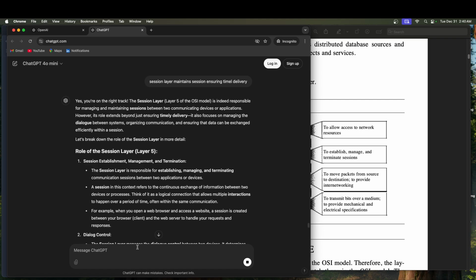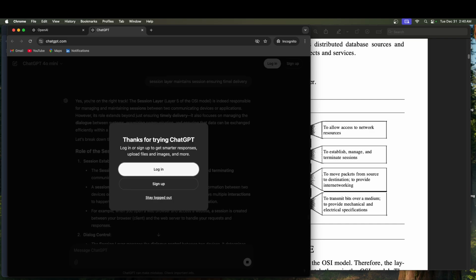Okay. And then is my presentation layer, which is like formatting the data to be served to the application which is running.